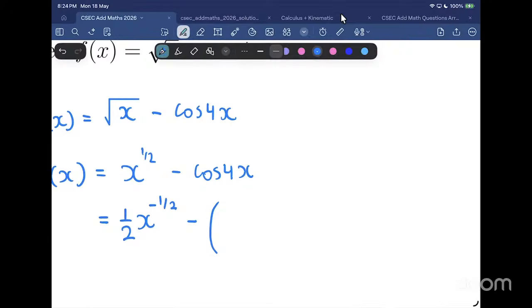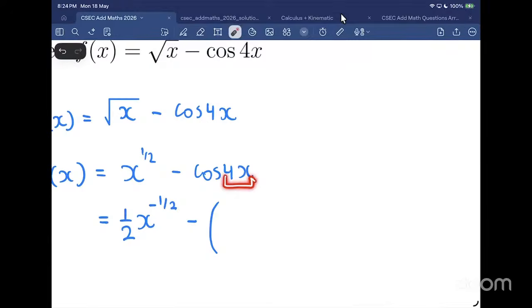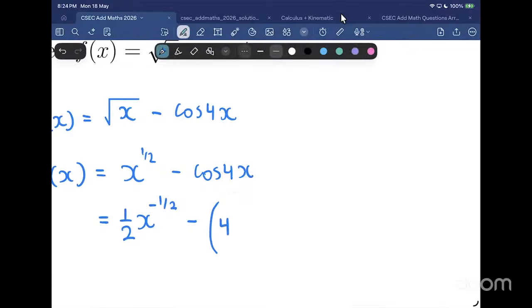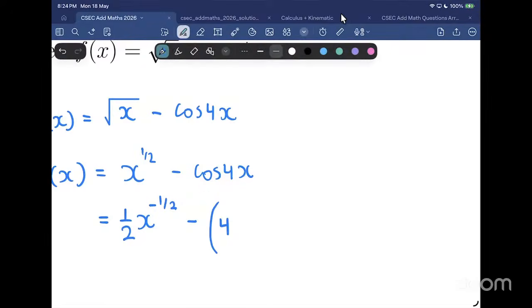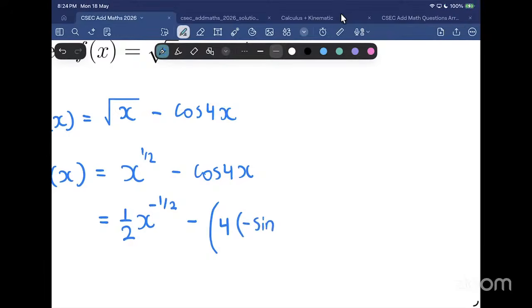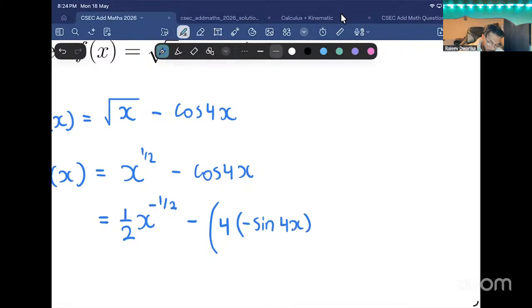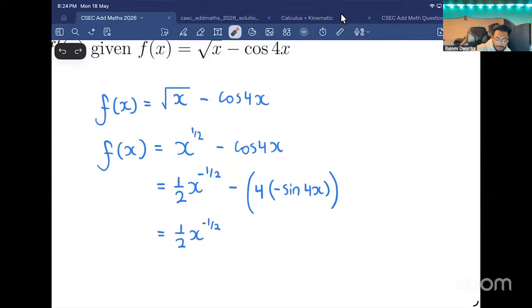If you differentiate cosine 4x, I want you to look at the inner function. The inner function is 4x. If I differentiate 4x, what will that be? 4. If I differentiate cosine, that'll be minus sine. And I'll write back the 4x, like so. And I'm going to end up with 1 over 2 x to the power negative a half. If I simplify this, we have negative by 4 by negative. So what would that work out to be?